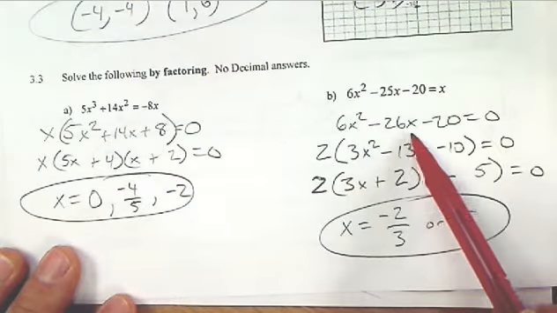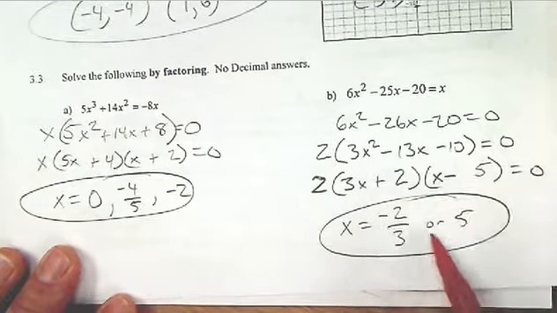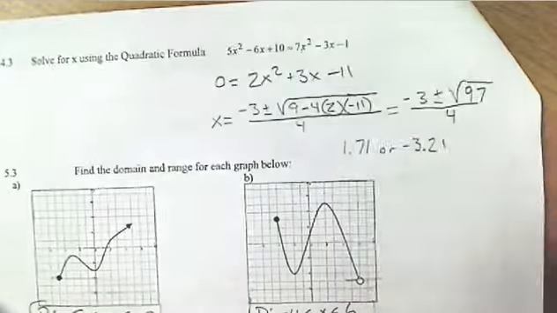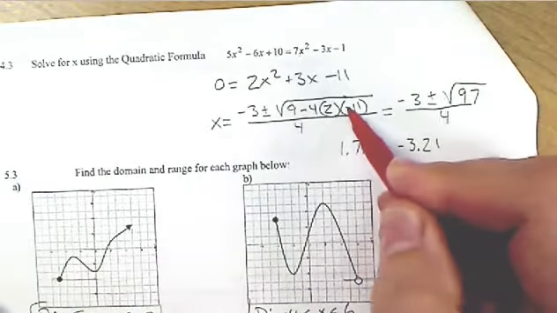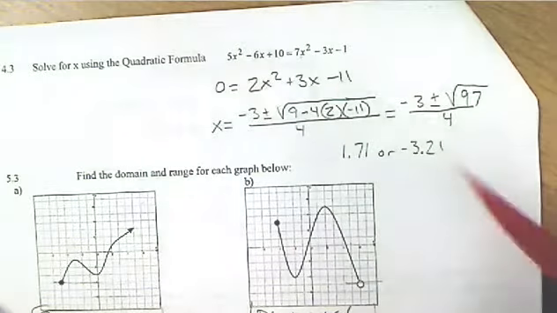And get it equal to 0. Pull out the 2. 2 doesn't give you anything. So these give you your two answers. Quadratic formula. Watch out for the negative times a negative. Gives you a positive. And getting it equal to 0.